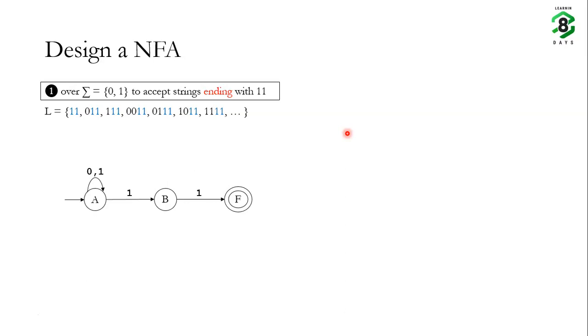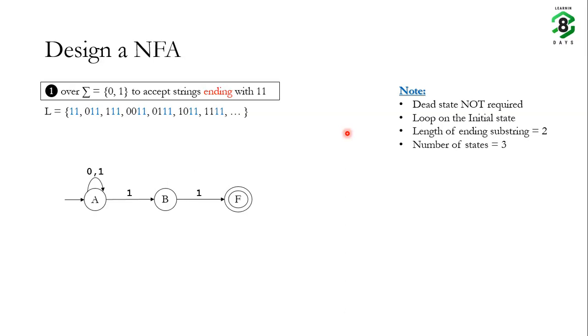Now some observations over here. Firstly, there is no requirement of a dead state. Secondly, there is a loop on the initial state to indicate that the machine can receive whatever input it gets until it gets two ones to end with the final state. Thirdly, if the length of the ending substring is 2, then the number of states is 3. Okay, so let's take the next problem.